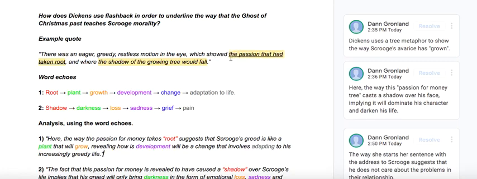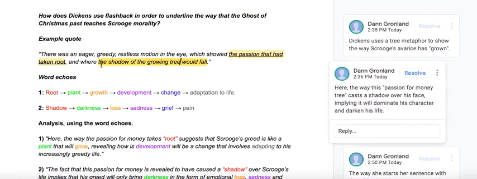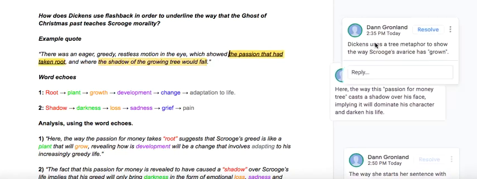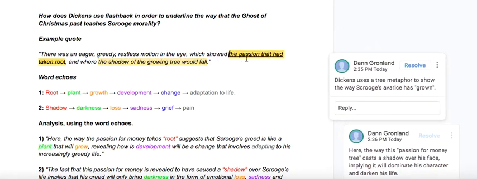And it's described as if it was a tree. So it takes root, it puts roots into the ground, and then it grows and casts a shadow over him. So this first little section here, "the passion that had taken root," uses this tree metaphor to show us the way that Scrooge's avarice has grown, his greed has got bigger and more significant.